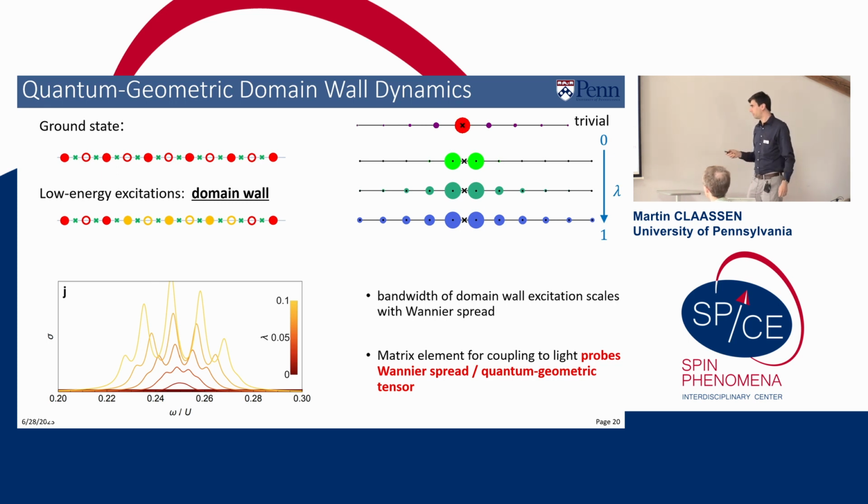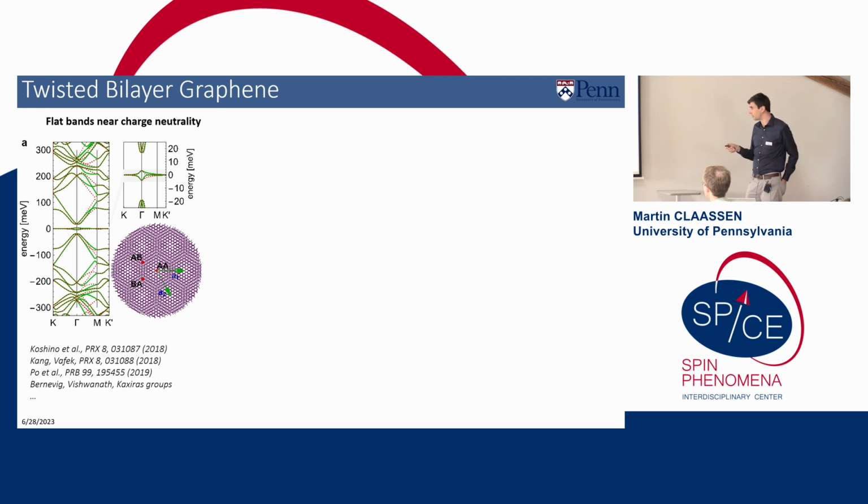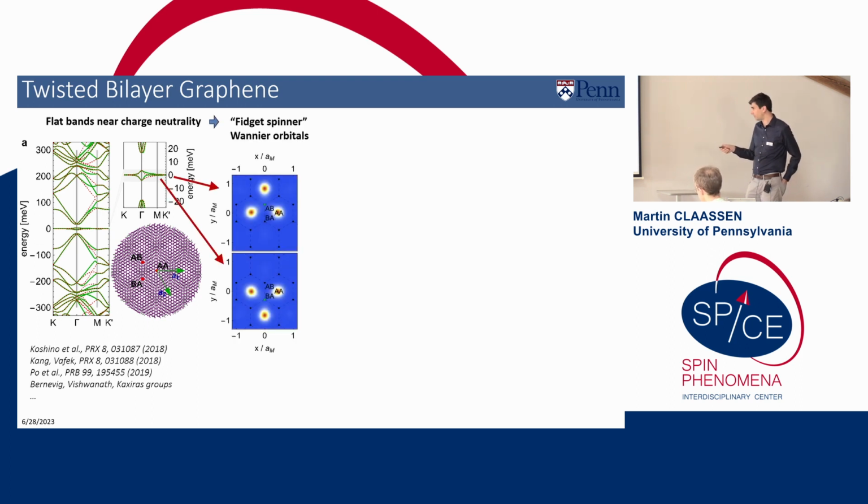But having tested this on a simple toy model, let me give one useful real materials ramification of this effect. In twisted bilayer graphene, the low energy bands near charge neutrality have commonly minimal descriptions due to a fragile topological obstruction in terms of so-called fidget spinner Wannier orbitals. So these are Wannier orbitals that are centered on the AB and BA sites of the twisted bilayer, but the charge density sits in the AA regions. So these orbitals actually end up having three lobes, being as delocalized as you would want.